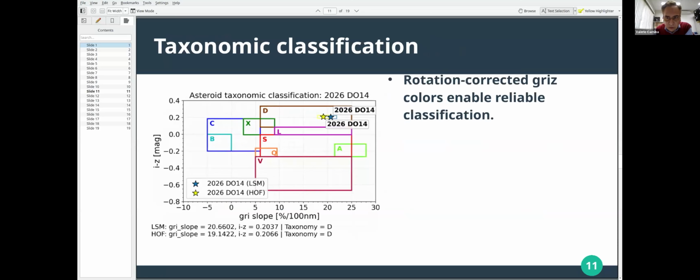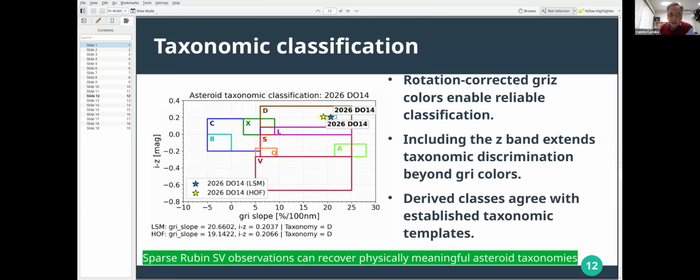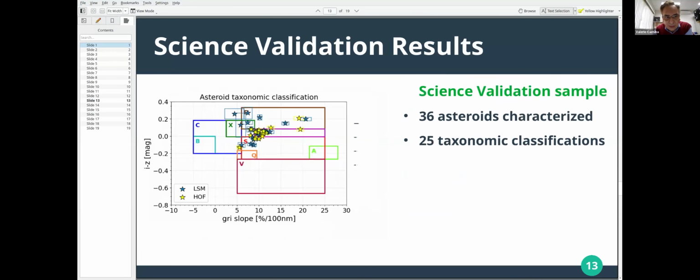And once we have the rotation corrected GRZ color, we can get the location in this domain. I can tell you what class this asteroid is. And you can see there's a pretty good agreement between the classification by Lomb-Scargle and high-order Fourier. And this asteroid in particular should probably be a D-type asteroid. So sparse Rubin science validation observations can provide physically meaningful asteroid taxonomy, at least for some objects.